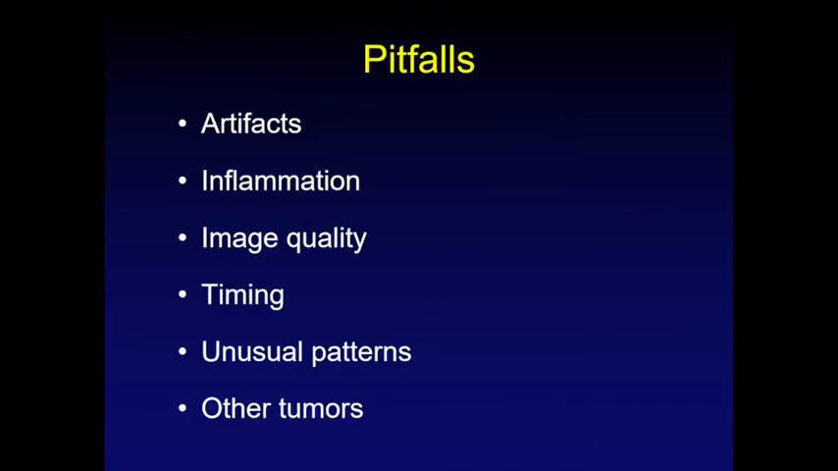We'll start with a discussion of some basic artifacts that occur in PET-CT. Then we'll move on to talk about inflammatory causes of increased FDG avidity that might mimic tumor recurrence. We'll talk about the importance of image quality and doing good PET-CTs in order to avoid imaging pitfalls. We'll talk about the proper timing of PET-CT in the surveillance setting. And we'll talk about some unusual patterns of FDG uptake that might be confusing. And then we'll talk about other tumors that might come in to complicate the situation.